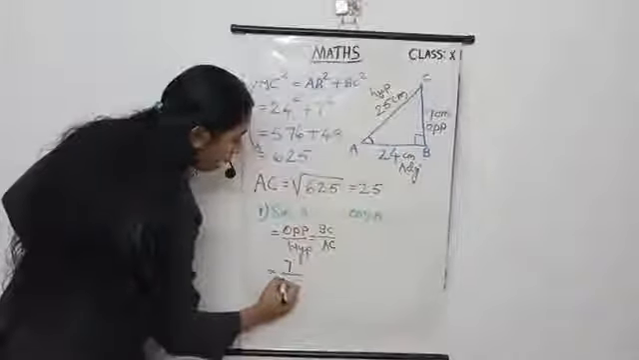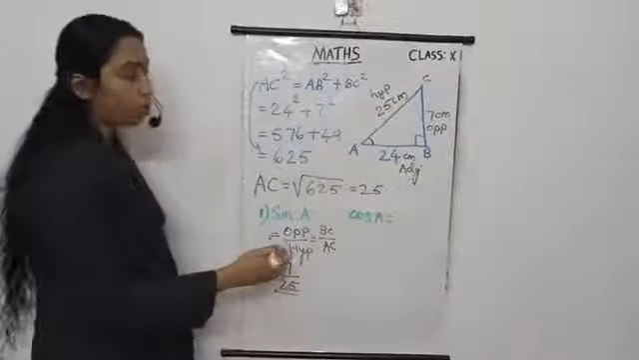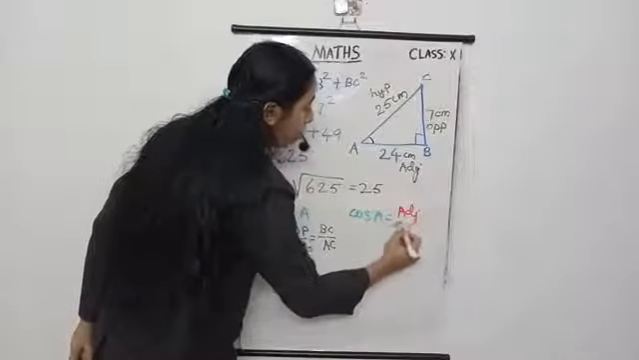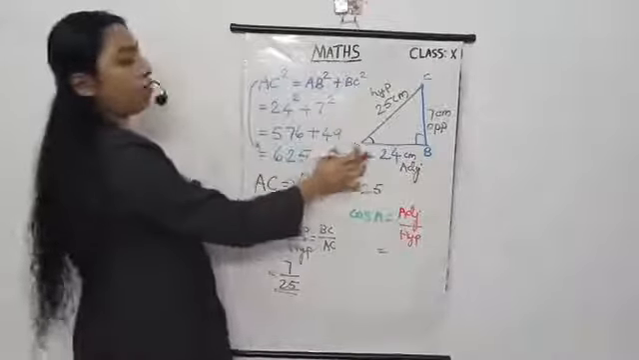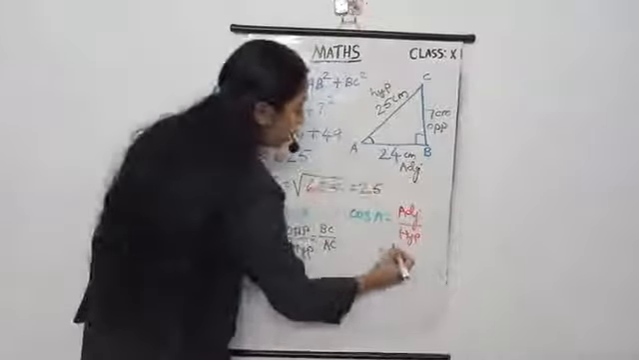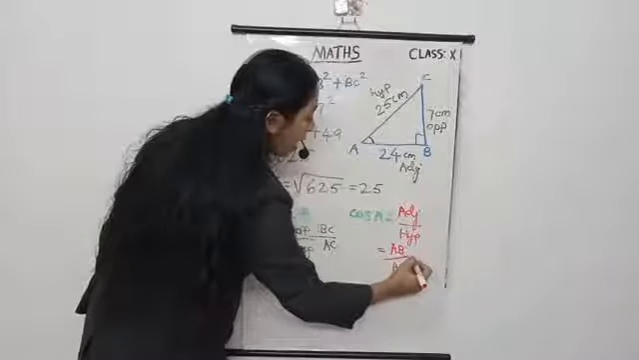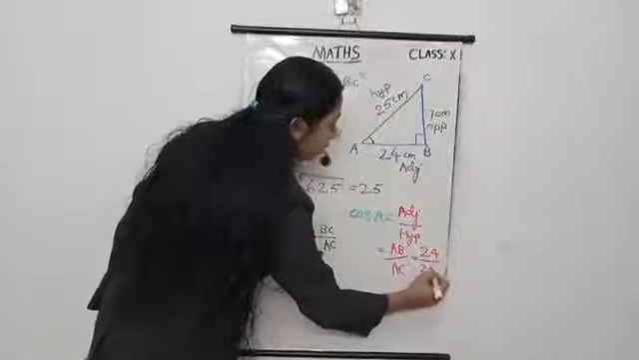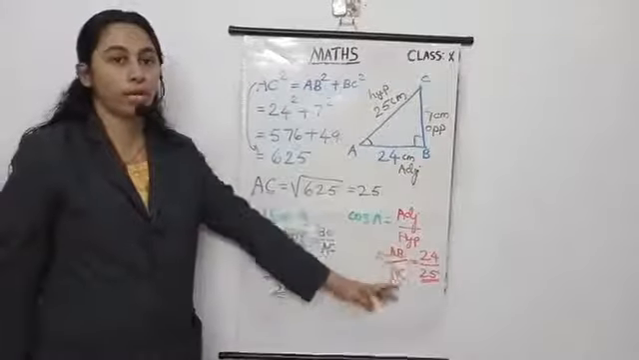So sin A is 7 by 25. And next cos A. What is the meaning of cos? Adjacent by hypotenuse, and in this question the adjacent side of A is AB. So AB by hypotenuse AC, and the value of AB is 24 and the value of AC is 25. So cos A is 24 by 25.